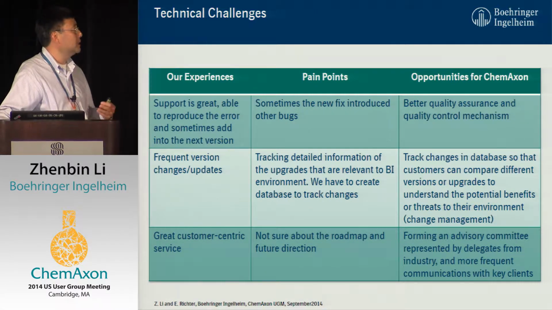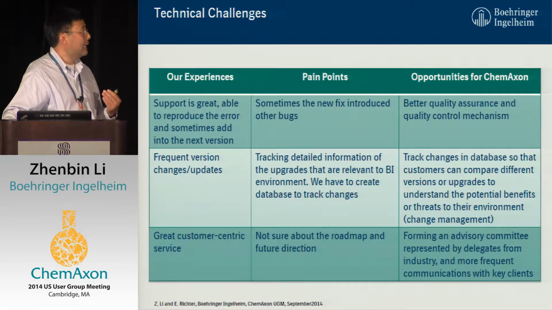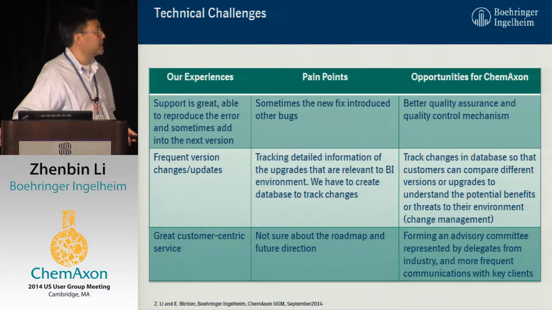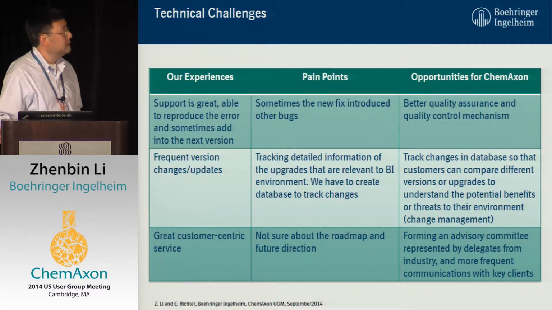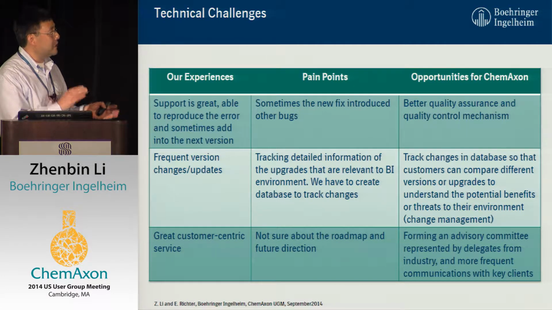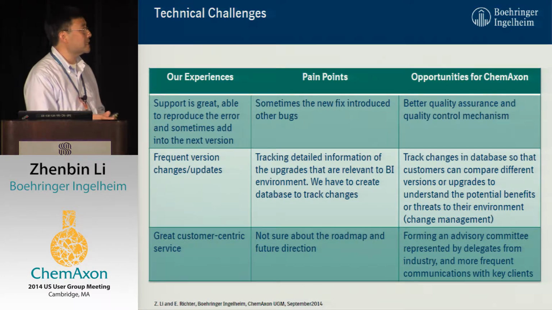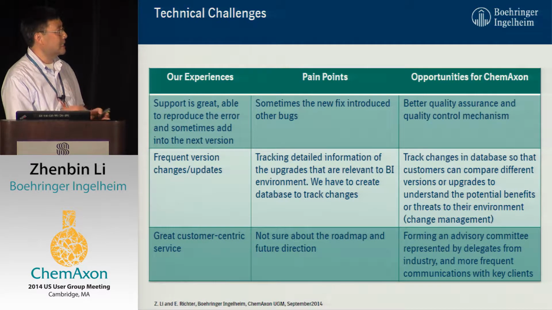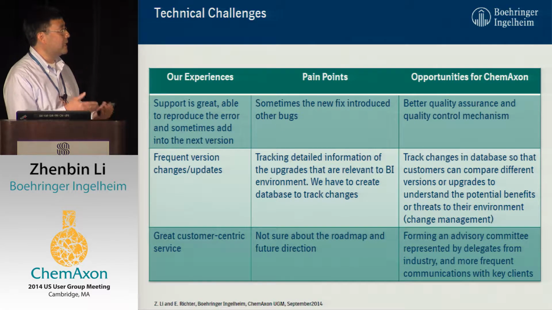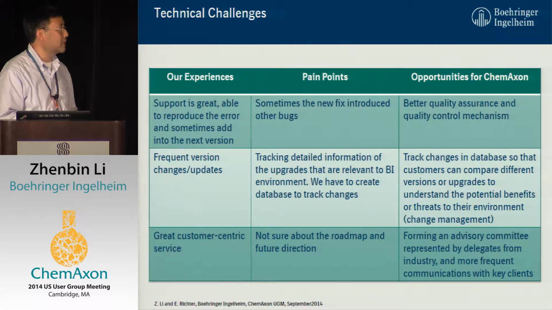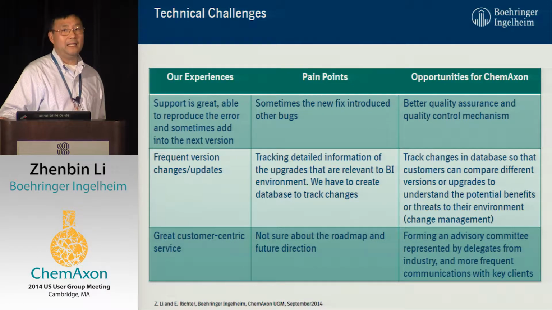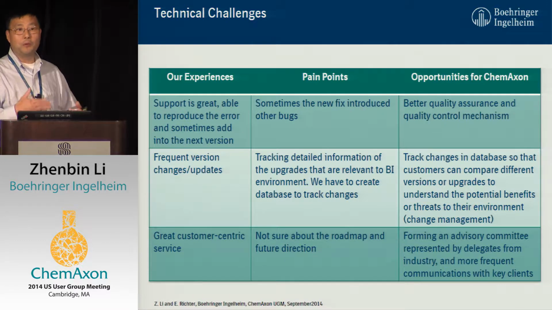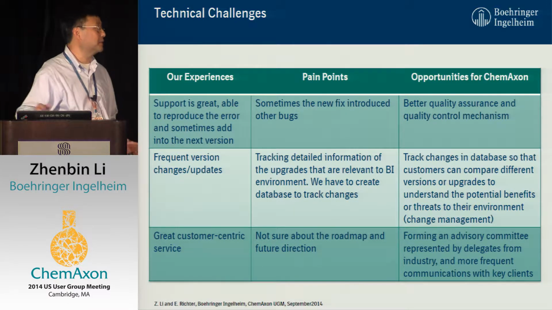They are able to reproduce the error. They can generally help and even put some fix in the next version. The pain point is that in very specific cases, they have experienced that a fix actually introduces other bugs. So I think the opportunity here is maybe a better QA or QC process. But as a software developer myself, I know when you have a system that gets more and more complicated, this is getting more and more difficult to do.